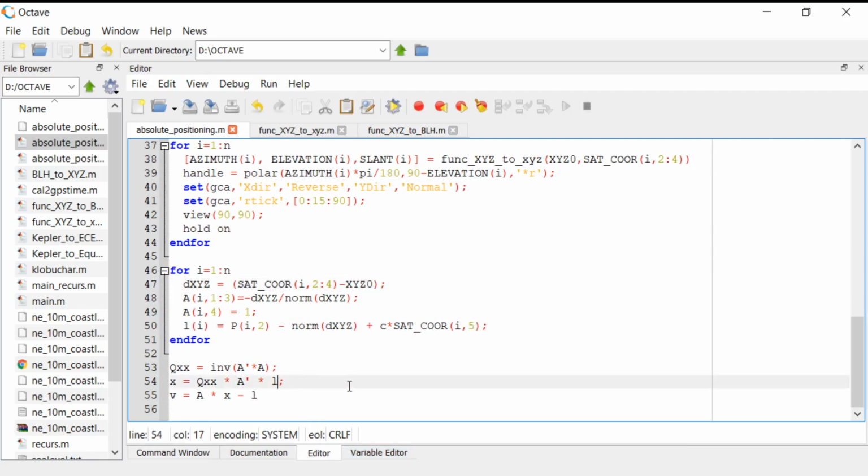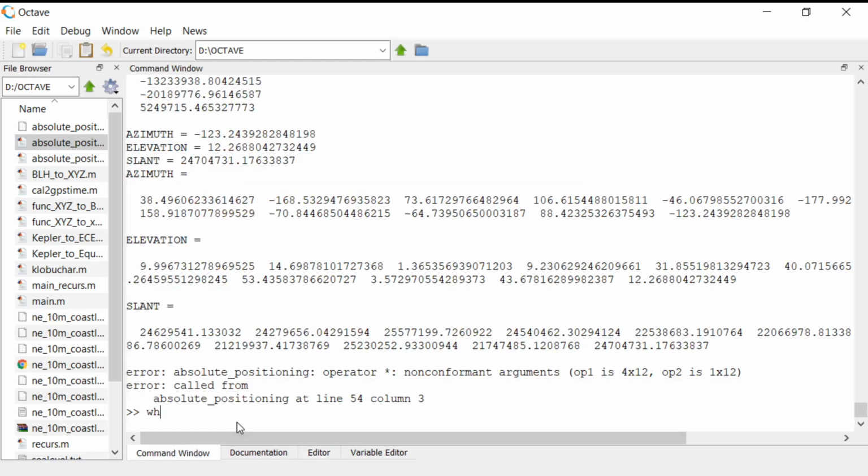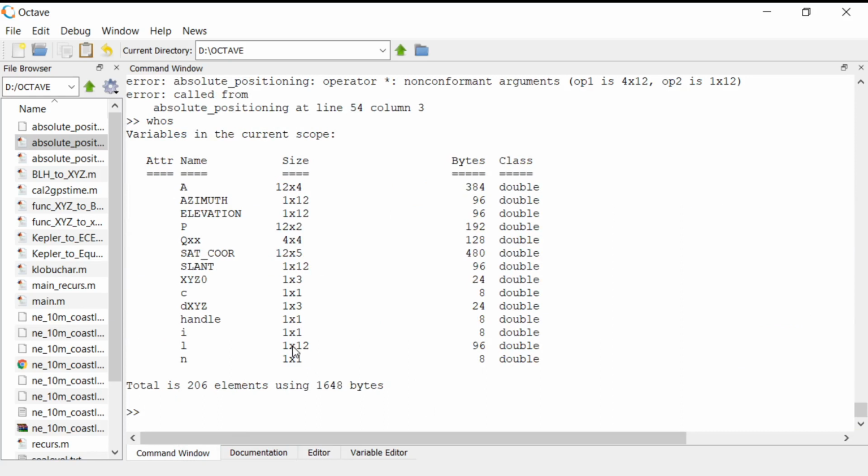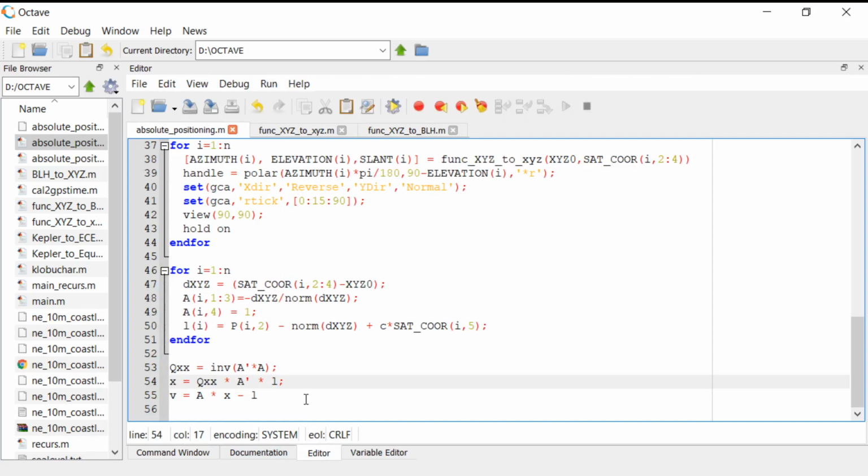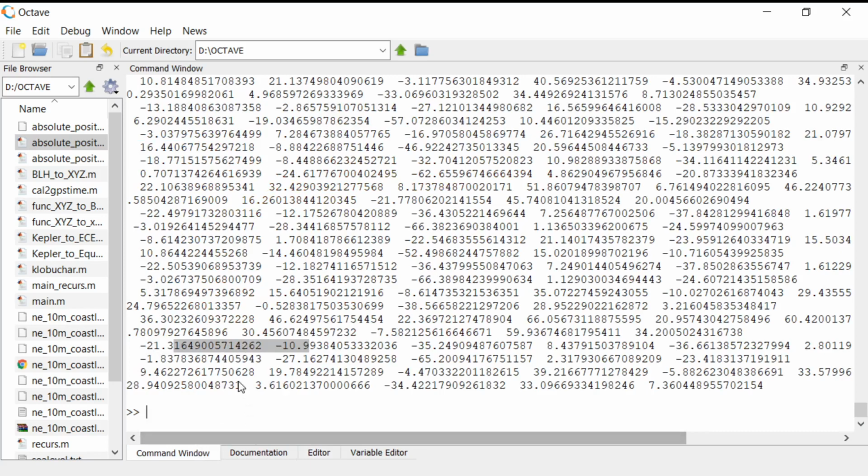So we must be careful because L, as you see here, is a matrix 1 by 12, so it must be 12 by 1. It must be a vector, but it must be a column vector. So you see here a row vector. That's why I need to take the transpose so that the multiplication will be realized.